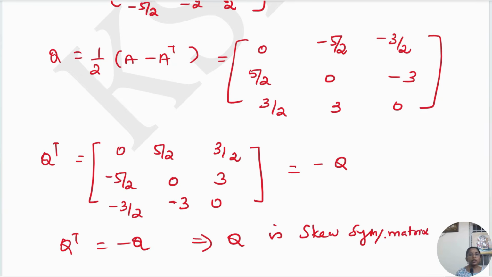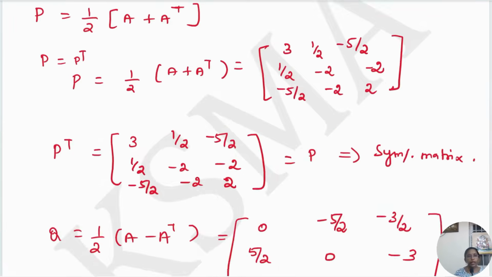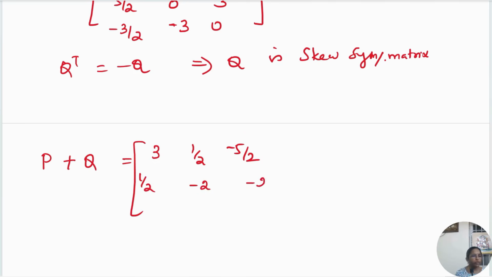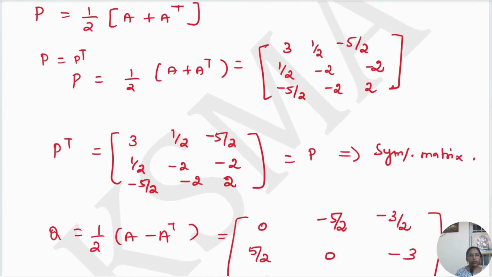Now what is our question? You have to express the given matrix A as a summation of symmetric and skew symmetric matrices. So you have to add your symmetric matrix P and skew symmetric matrix Q. So our data will be 3, 1 by 2, minus 5 by 2, 1 by 2, minus 2, minus 2, minus 5 by 2, minus 2 and 2. So this is our P data, and this is our Q data.